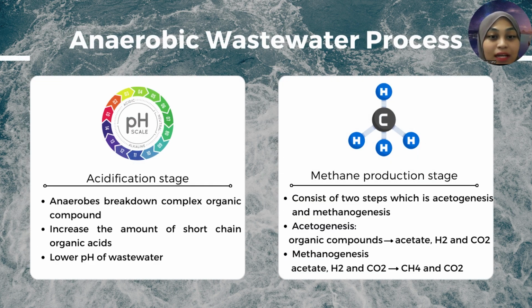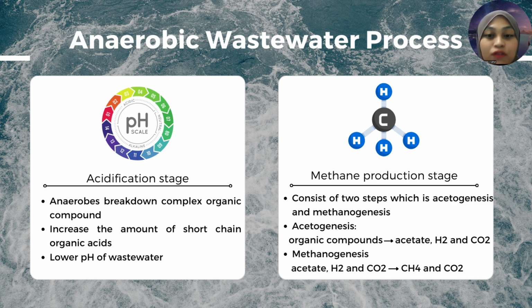Now let's take a look at the anaerobic wastewater process. There are two stages involved in this process, which are acidification and methane production. For the first stage, the anaerobes will break down the complex organic compounds into organic acid. The increased amount of organic acid in the wastewater will result in a lower pH, thus the wastewater will become acidic. The next stage is methane production.